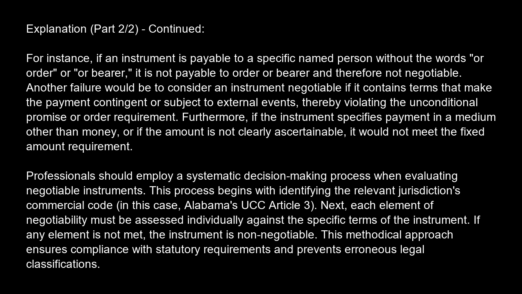Professionals should employ a systematic decision-making process when evaluating negotiable instruments. This process begins with identifying the relevant jurisdiction's commercial code, in this case, Alabama's UCC Article 3. Next, each element of negotiability must be assessed individually against the specific terms of the instrument. If any element is not met, the instrument is non-negotiable. This methodical approach ensures compliance with statutory requirements and prevents erroneous legal classifications.